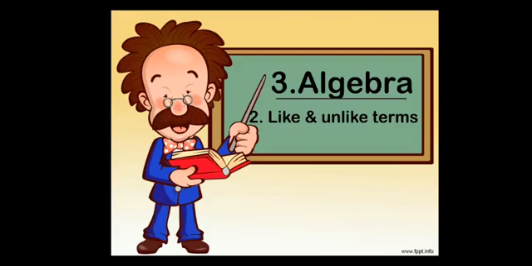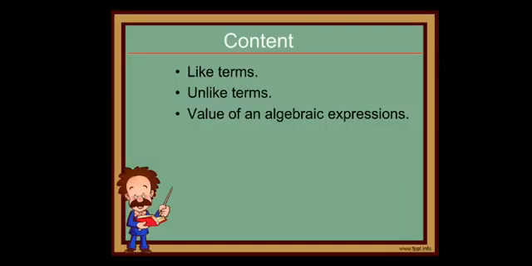So this video is the continuation of the previous video. In our previous video we learned what are variables, constants, algebraic expression, terms, factors of terms and coefficient. Right, so in this video we are going to see like terms, unlike terms, and value of an algebraic expression.